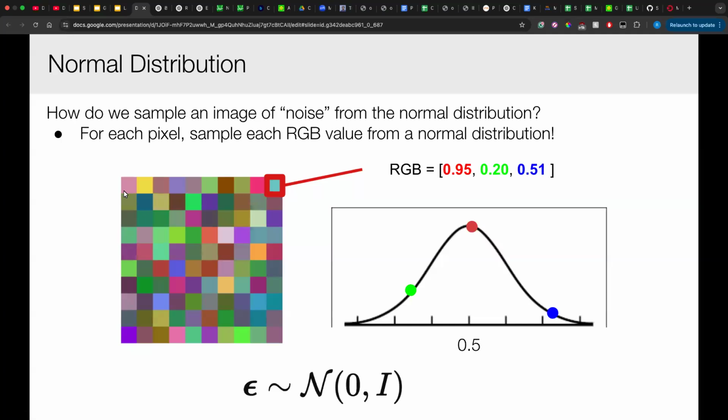For this low dimensional image, I think maybe 10 by 10, each pixel, each RGB value is literally sampled from the normal distribution, right? So if I say my normal distribution has a median of 0.5, then I just sample each of my RGB values from that. And I do that for every single pixel. That's what it means to sample something from noise.